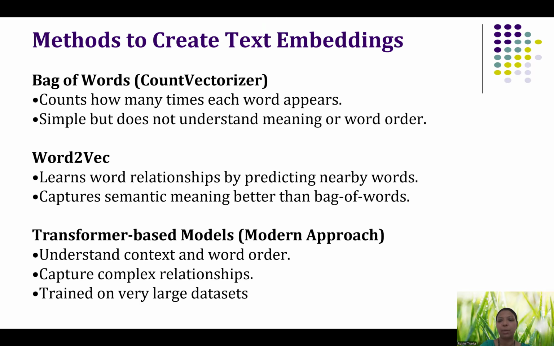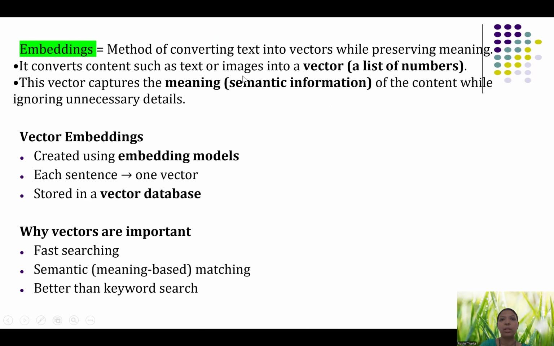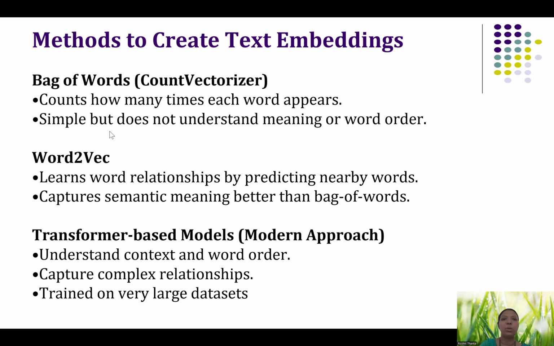So what is embedding? Text embedding means the method of converting text into a vector, we call it embedding. There are three important methods. One is the bag of words method, which we call count vectors. It counts how many times each word appears, but it will not understand the meaning or the word order. Word order is also very important. Sometimes two phrases may have exactly the same words but in a different order, conveying different meaning. So bag of words doesn't consider that. So that is one method.